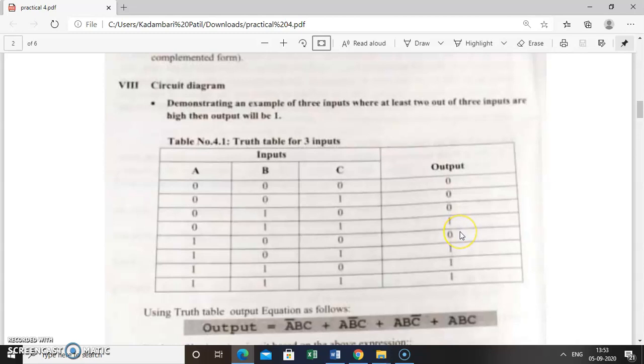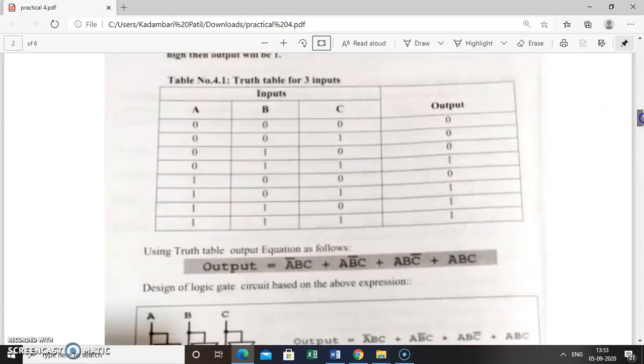So in the top, the complemented things are 0 and the uncomplemented things are 1. So here we can see there is a 1 on which position? 0, 1, 1. So you have to write A bar, B, C. The second one is on the next position, that is A, B bar, C. Then the fourth is A, B, C bar. And the last one is A, B, C. So this is the final output of the SOP.